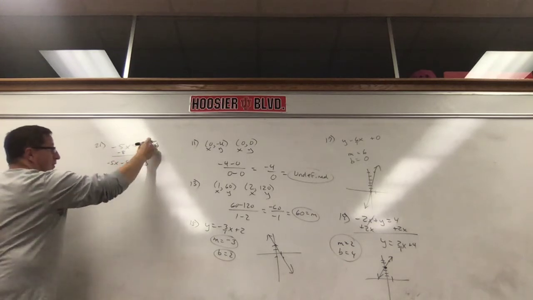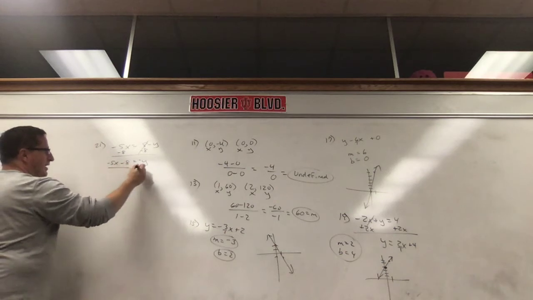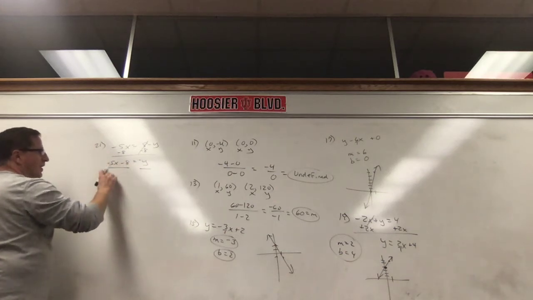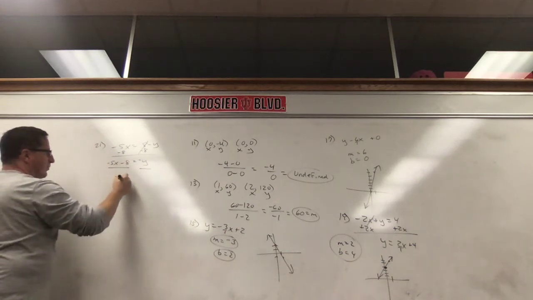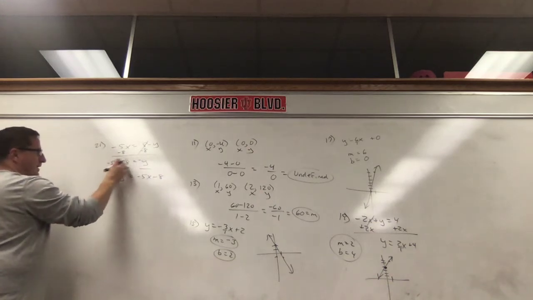Actually, I take it back. Not y, negative y. And I'm going to switch spots here. I'm going to put the left side on the right and the right side on the left, because we like to have y over here. So I have negative y equals negative 5x, take away 8. I just took this and put it here, put that over there.